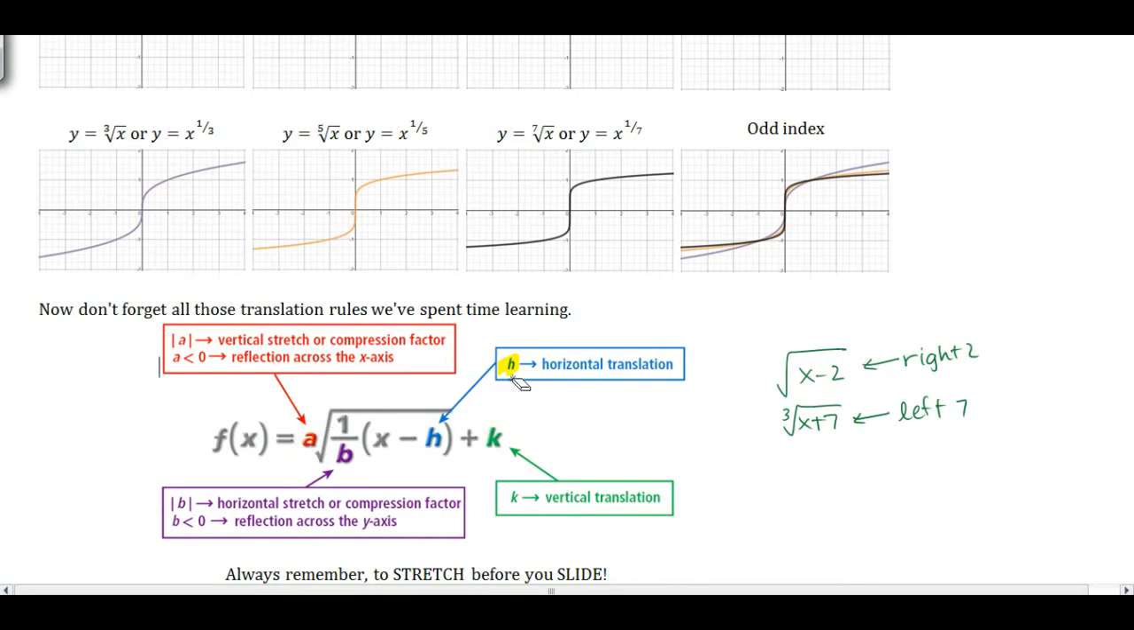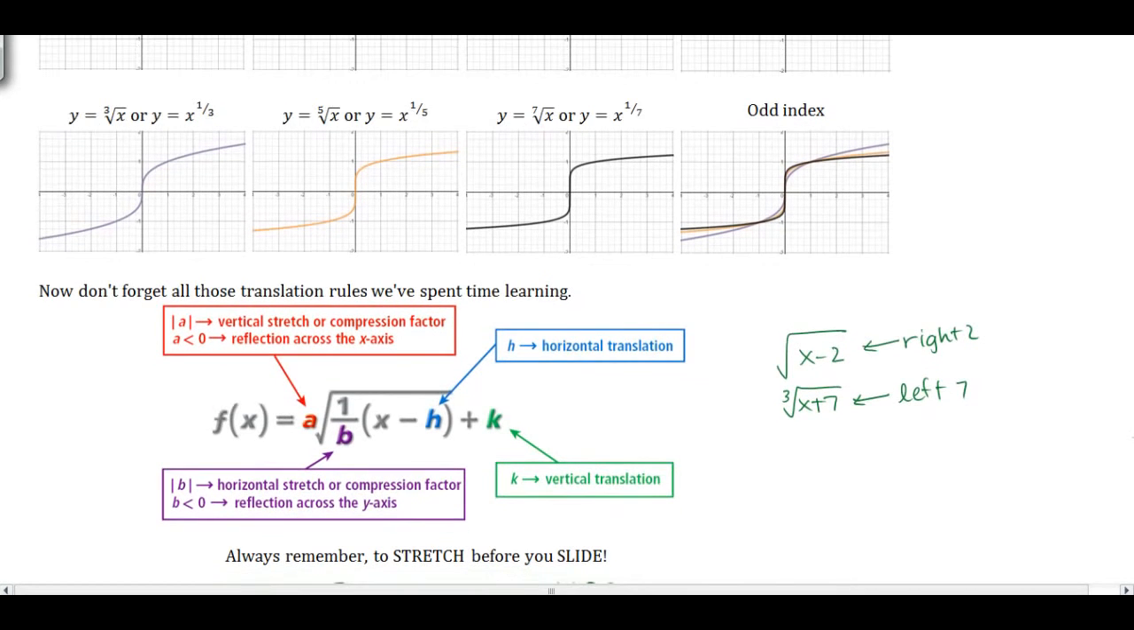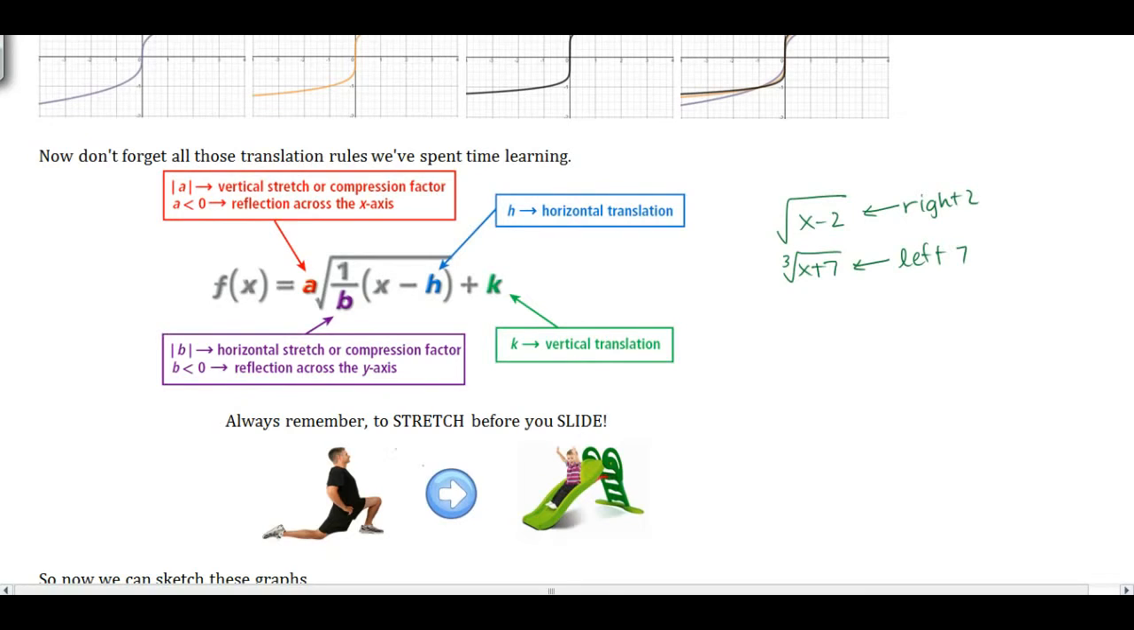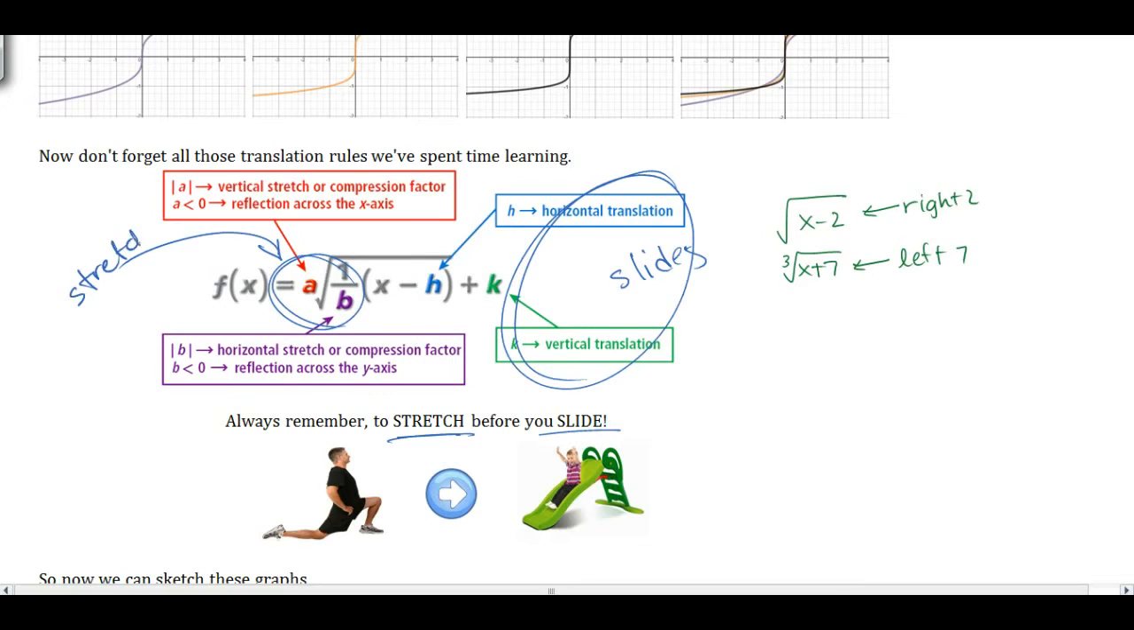Now you guys have to let me know how tricky this stretch and compression is, because it is a tricky topic, and I don't know how much they pounded it in first trimester, but it shows up a lot. And so I always tell people to make sure you always remember, just like exercising, always stretch before you slide. Now these two are your slides right here. These are your slides. And inside here are your stretches. These are your stretches. So make sure you stretch before you slide.